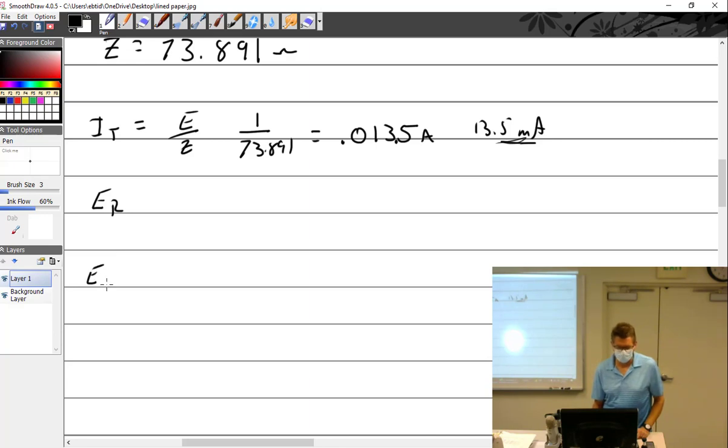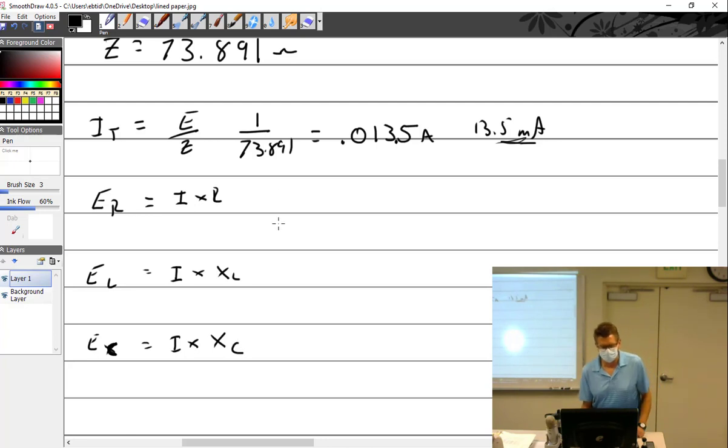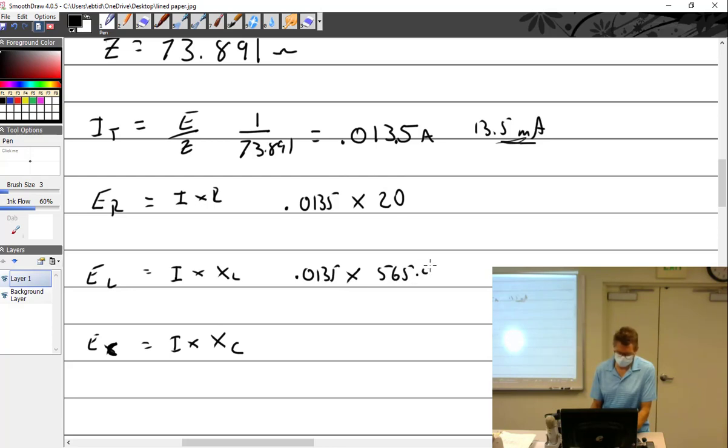But E of R, E of L, and E of X. Okay. So E of R is I times R. E of L is I times X of L, and E of C is I times X of C. So 0.0135 times, was it 20? 20. 0.0135 times X of L, which was 565.49, I think, and 0.0135 times 636.62, something about that.